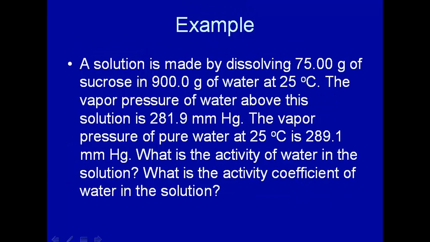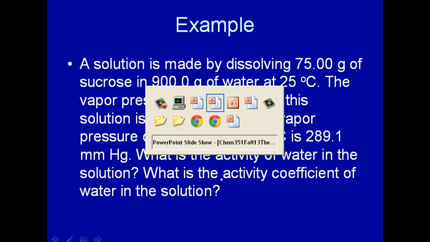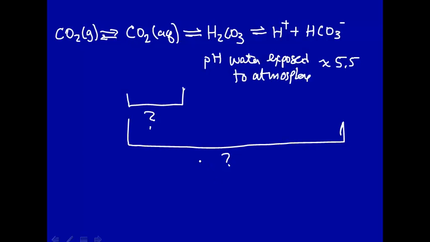A solution is made by dissolving 75 grams of sucrose in 900 grams of water at 25 degrees. The vapor pressure above the water is 281.9 millimeters of mercury. The vapor pressure of pure water is this. What's the activity of water in the solution, and what's the activity coefficient of water in the solution? All right, so let's just draw a picture of what's happening here.